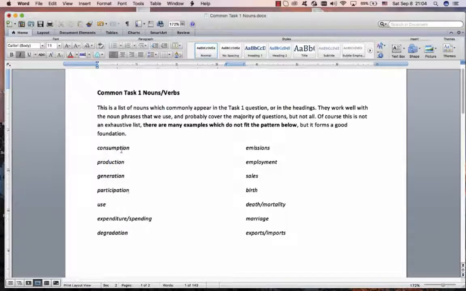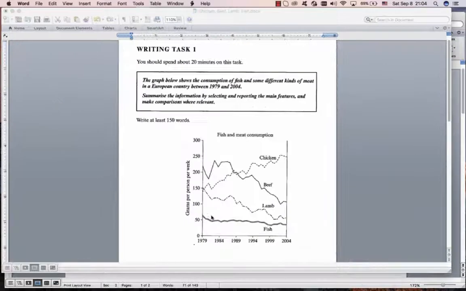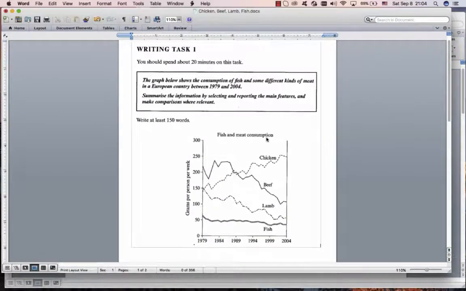Now the interesting thing is if you get one of these nouns, for example in our fish example, our chicken, beef, lamb, fish example, the main thing in this is consumption. It's all about consumption. Consumption of fish, consumption of chicken, consumption of beef, lamb. So that's your main noun for the whole task 1, is you're going to say consumption and you're going to turn it into a verb and say consume.